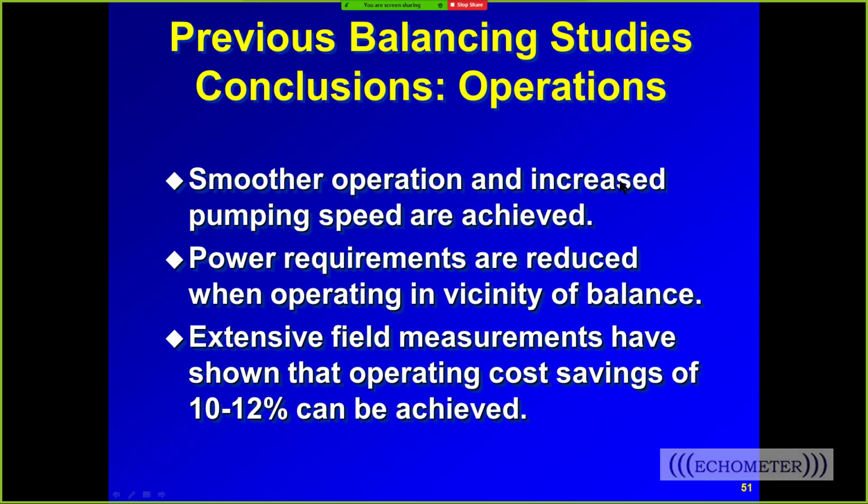When you balance the unit, you'll have a little faster speed. Your power requirements will be reduced a little bit by balancing it. And if you haven't ever balanced your wells in a field, and have only used an amp meter or something like that, then in the past, in fields like that, we've gone out and balanced them with the Echometer system, and we've seen a 10 to 12% power savings by balancing them based on motor power or torque.